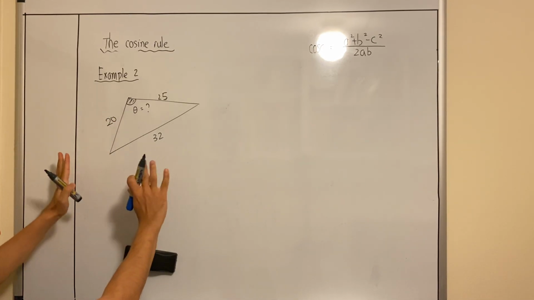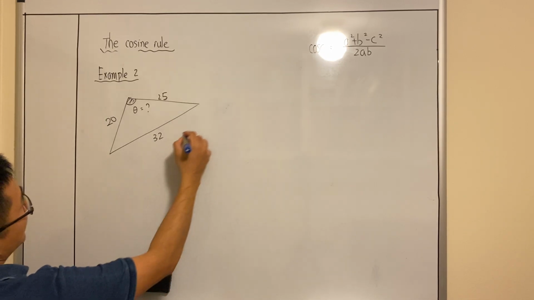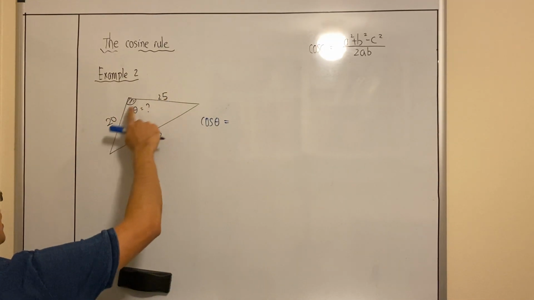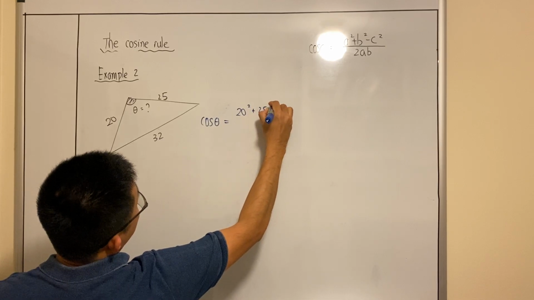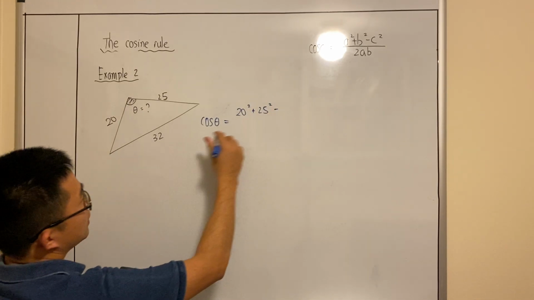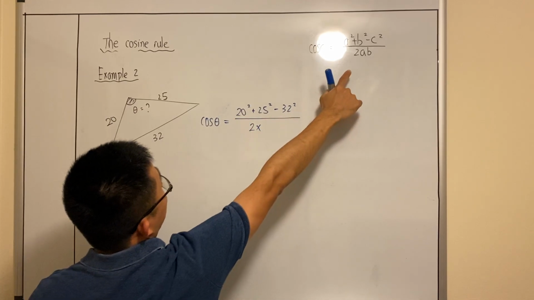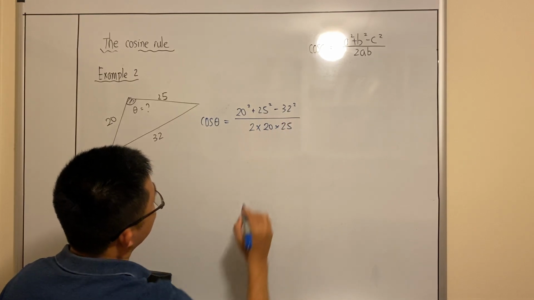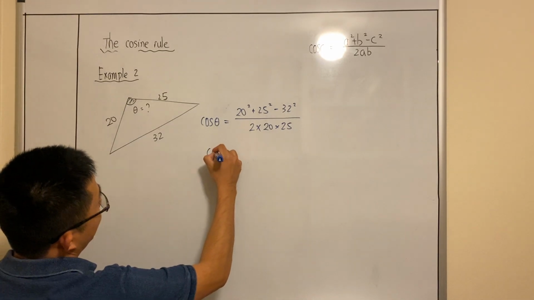Once we know this, the formula is really easy to do the calculation. So it will be cosine theta is equal to, again, it doesn't matter between a and b, so I'm just going to write 20 squared plus 25 squared minus c squared, 32 squared, over 2 times a times b. Once you finish that, you can use your calculator to work out what's on the right-hand side.